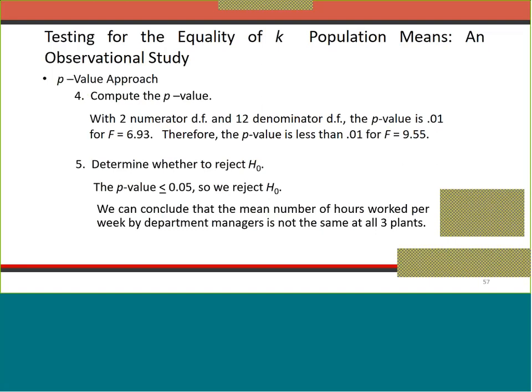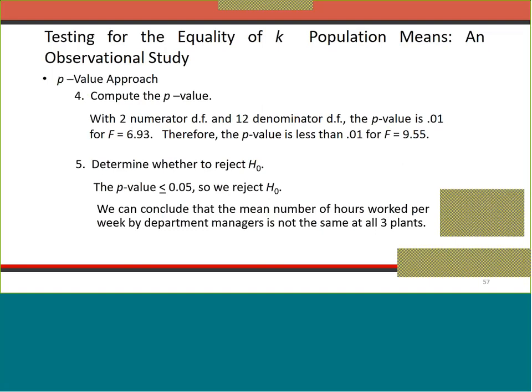If you want to use a p-value approach, the p-value is less than 0.05, so we reject H0. If you want to use the critical value approach, you have to compare your calculated F value with the table value. How do you calculate the table value?